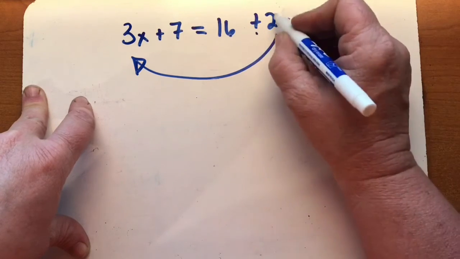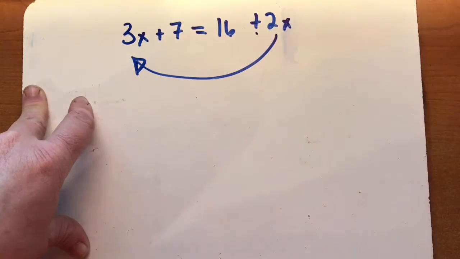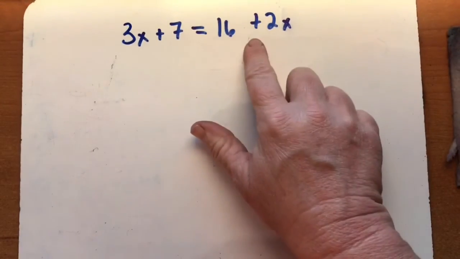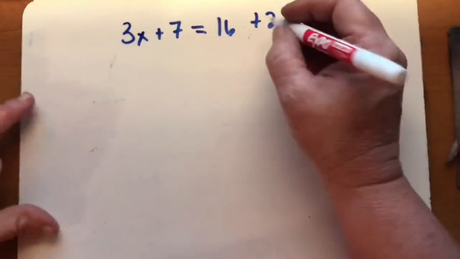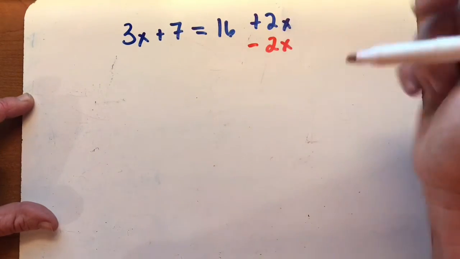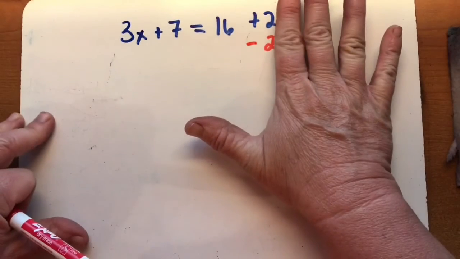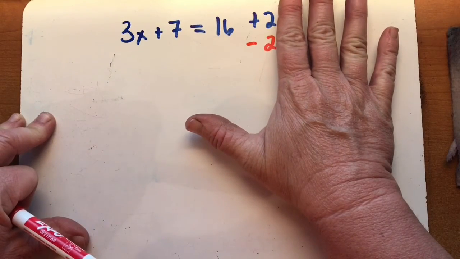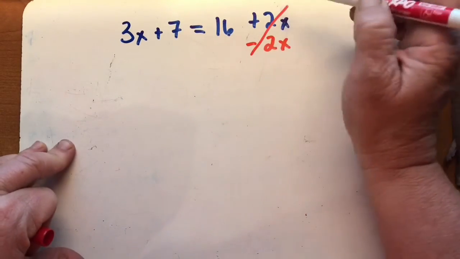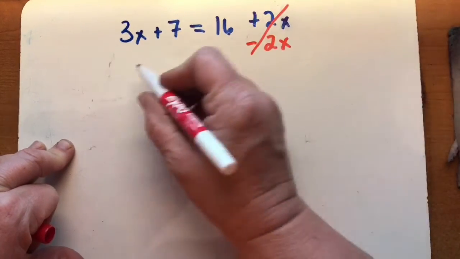Well, I want to get rid of the 2x on this side, so I'm going to do opposites. Right? So opposite of addition is subtraction. So I'm going to subtract 2x. Okay? So just don't get hung up on the x's. Think about the 2. All right? 2 minus 2 is 0. Gone, right? So we cross that out. And then whatever I do over here, I'm going to do the same thing.